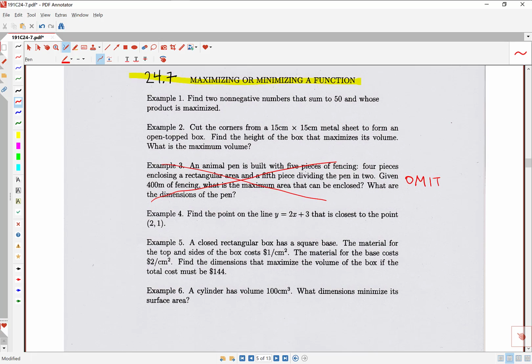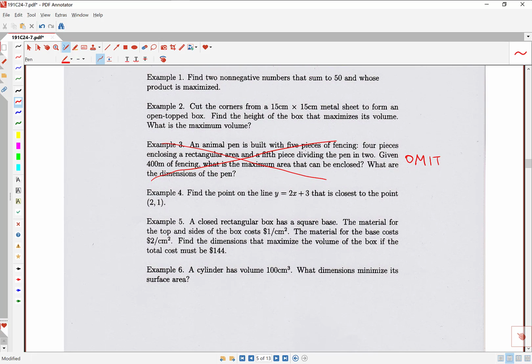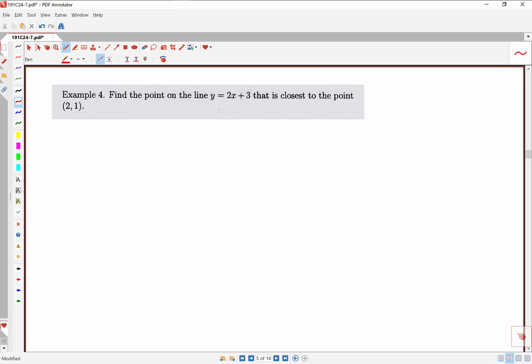So we are omitting problem 3 just because I don't think it's that relevant from a physical point of view. So we got 3 more problems to go. Let's do example 4 here. So we're going to find the point on the line y equal 2x plus 3 that is closest to the point 2, 1. Okay, let's draw a picture.